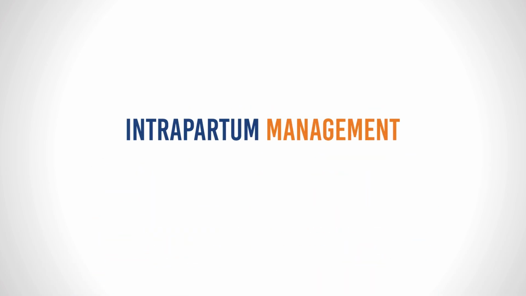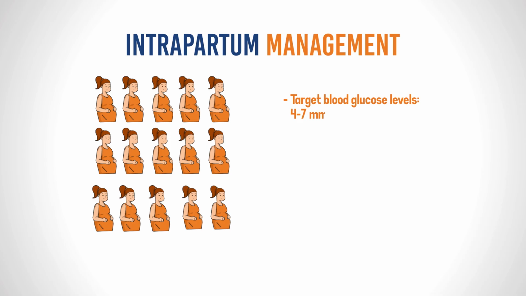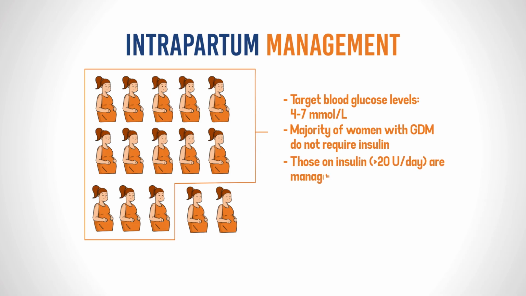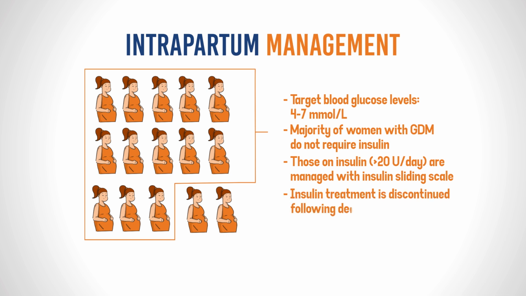Intrapartum management. The target blood glucose levels intrapartum is the same as pre-existing diabetes at 4 to 7 millimolar per liter. Majority of women with GDM do not require insulin. Those on large doses of insulin are managed with insulin sliding scale. Insulin treatment is discontinued following delivery.